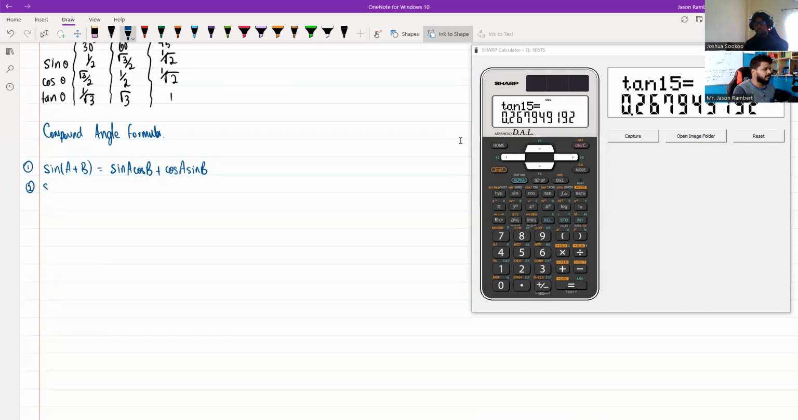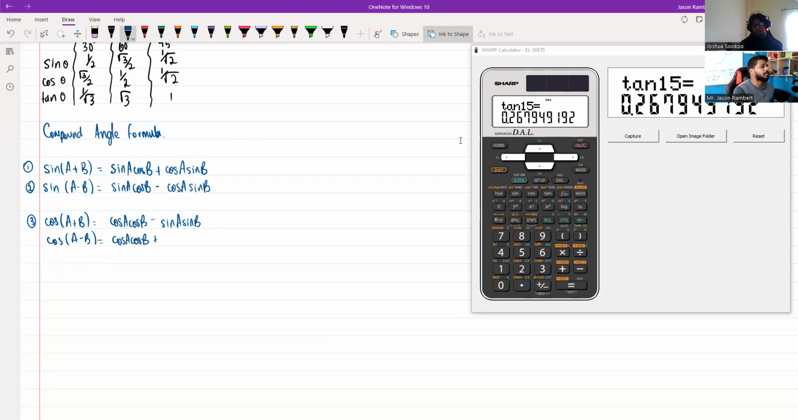Next, we have sine of A minus B. This will be sine A cosine B minus cosine A sine B. Number 3, cosine of A plus B. This is cosine A cosine B minus sine A sine B. And finally, we have cosine of A minus B. And this is cosine A cosine B plus sine A sine B. I'll introduce tan as well, right?